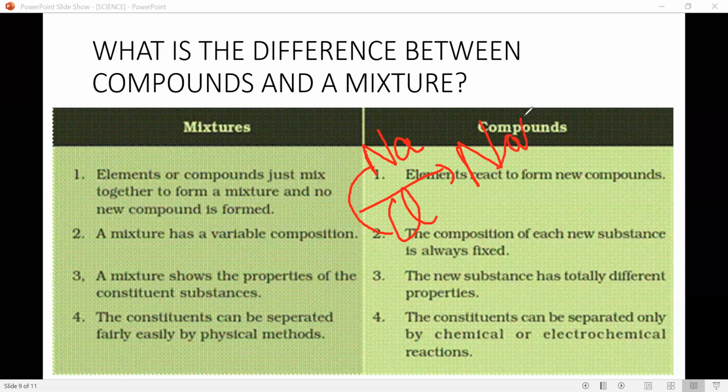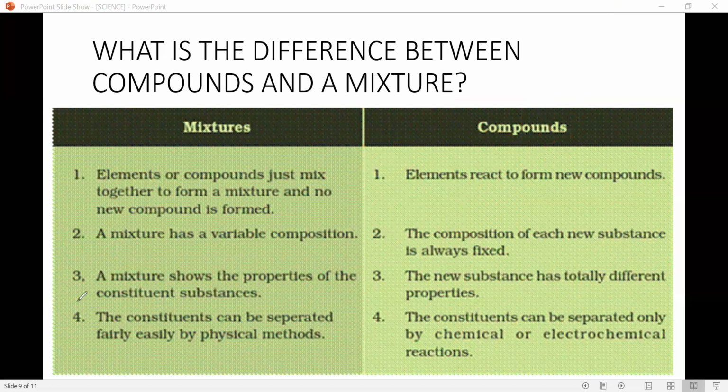NaCl is not at all poisonous, and so they have different properties when they are not mixed, or when they are not forming a compound. But when they form a compound, they have a totally different experience from what they were before. Okay, hope you have understood with this NaCl example.